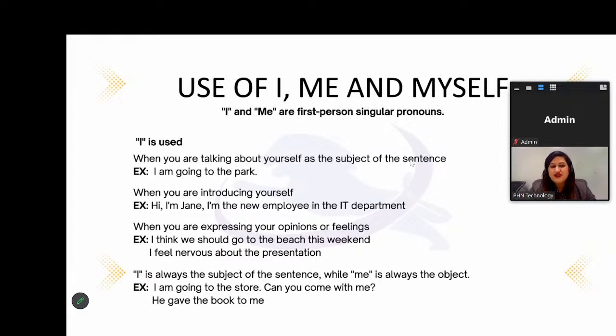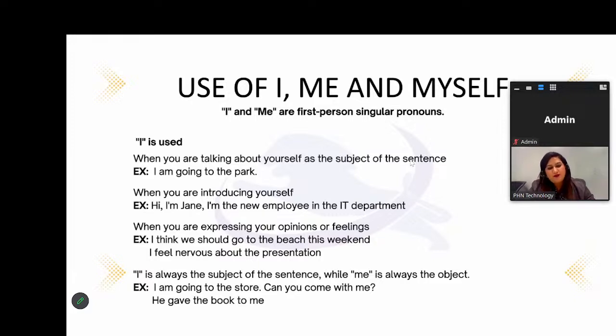When you're introducing yourself, for example, hi, I am Jane. I am the new employee in the IT department. So when you're introducing yourself, you're going to talk about yourself. That is I. Hi, I am Jane, the new employee in the IT department. Okay. So you're going to explain it the same way. Hi, I am Karina. I work in the IT department. The same way you're going to introduce yourself to others.